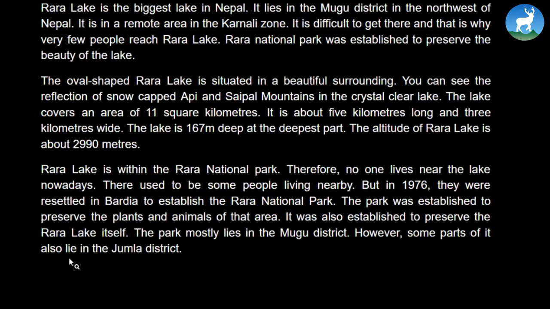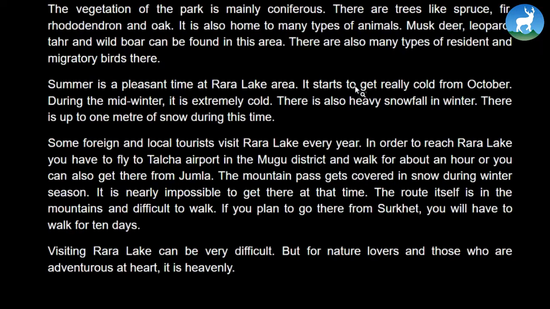However, some parts of it also lie in the Jumla district. The vegetation of the park is mainly coniferous. There are trees like spruce, fir, rhododendron, and oak. It is also home to many types of animals. Musk deer, leopard, tahr, and wild boar can be found in this area. There are also many types of resident and migratory birds there.